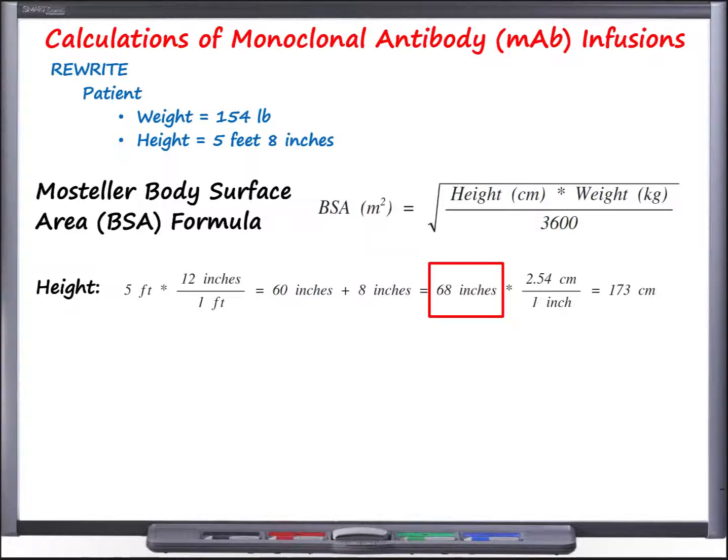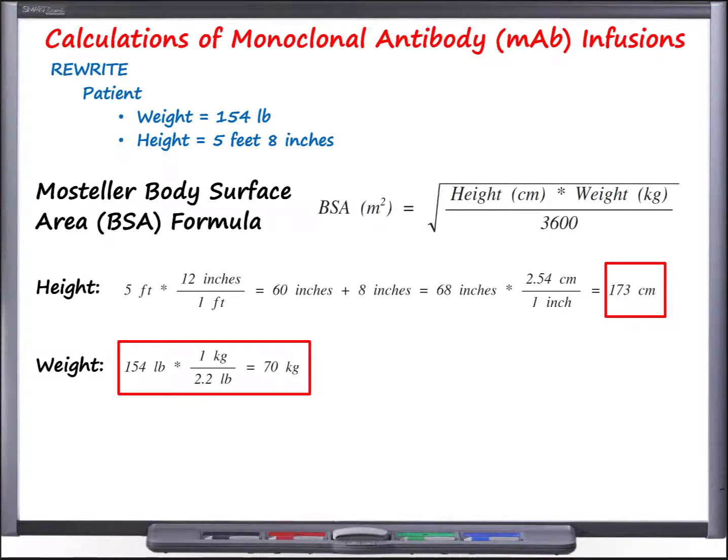So our patient actually stands 68 inches in height. Let's multiply it by the conversion that there are 2.54 centimeters per inch. And our final value for this patient would be that they stand 173 centimeters tall. Okay. Now let's go to their weight.